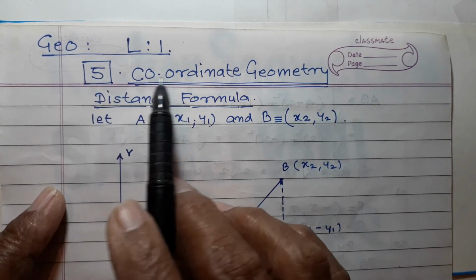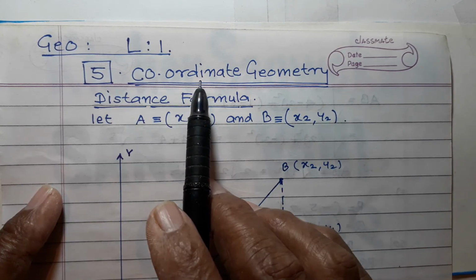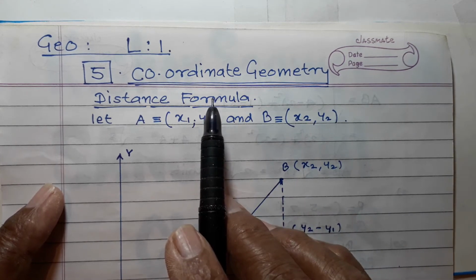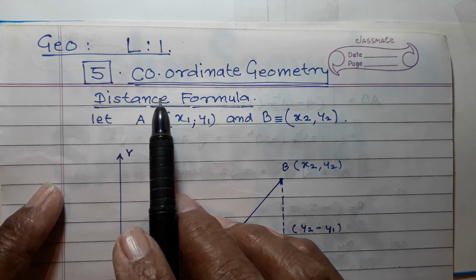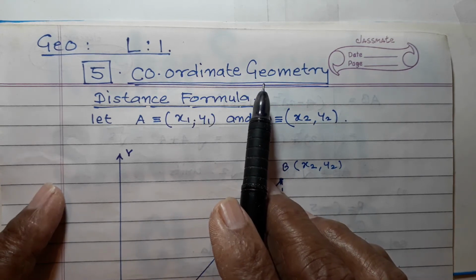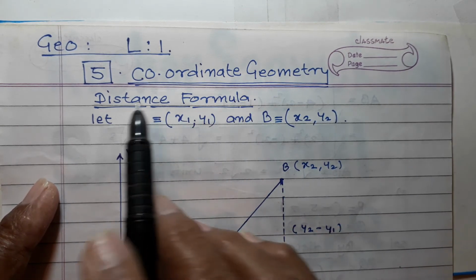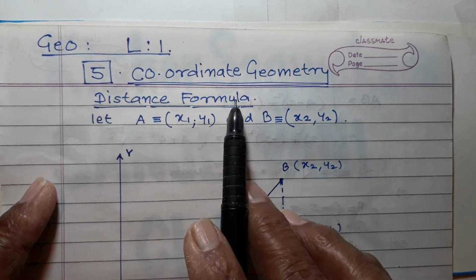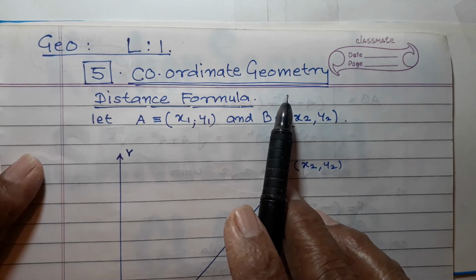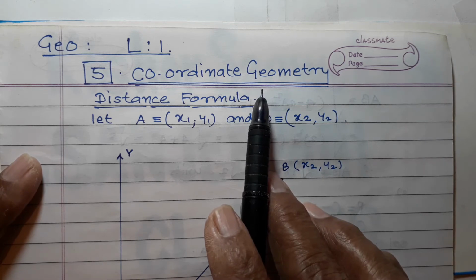Chapter number 5, Coordinate Geometry. Now, this chapter is rather easier than similarity and circle, and therefore you concentrate on this chapter. This chapter gives you marks which would increase your score in the subject. Okay. Now then, you try to understand the concept.